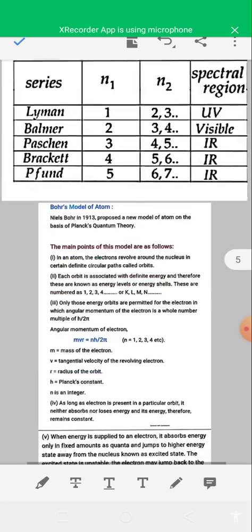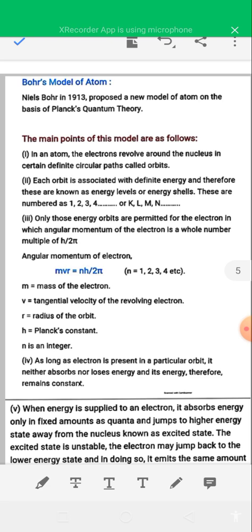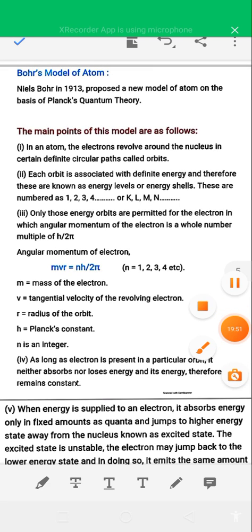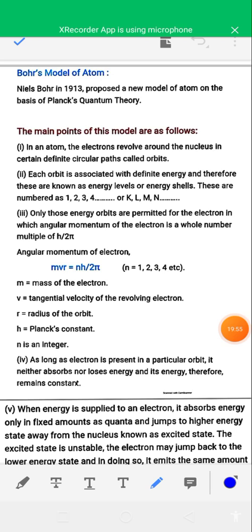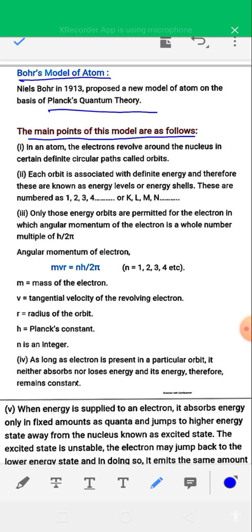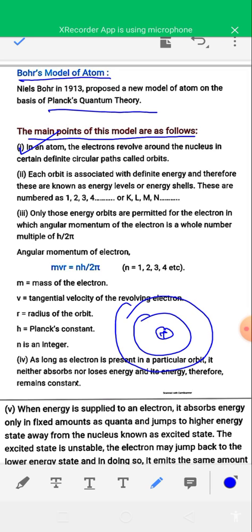Now see the Bohr atomic model. The next topic is the Bohr atomic model. Niels Bohr in 1913 proposed a new model of the atom on the basis of Planck's quantum theory. The main points of this model are as follows. First point: in an atom, the electron revolves around the nucleus in certain definite circular paths, which are known as orbits.